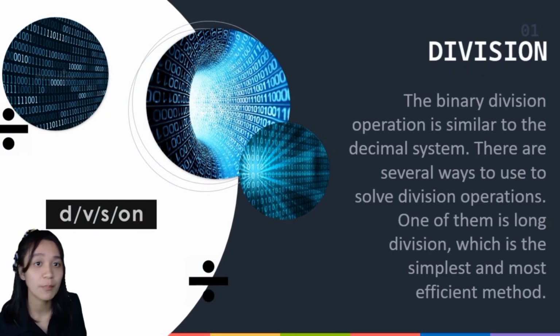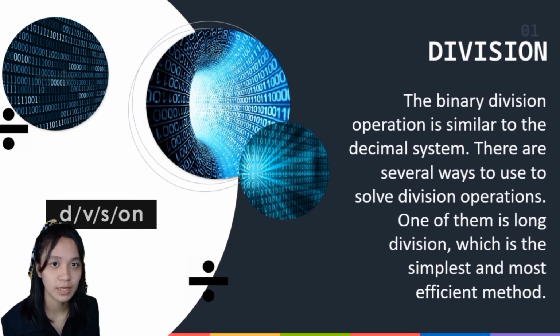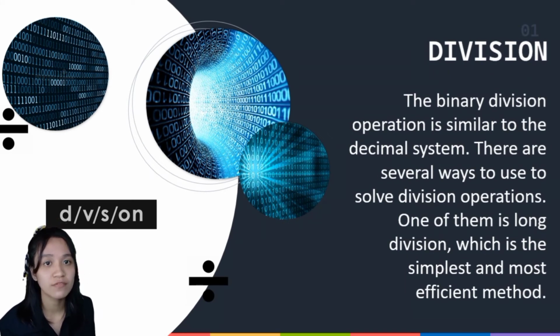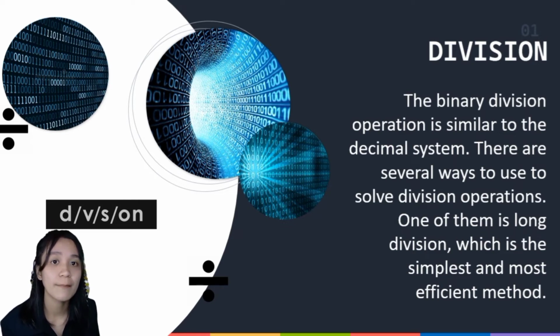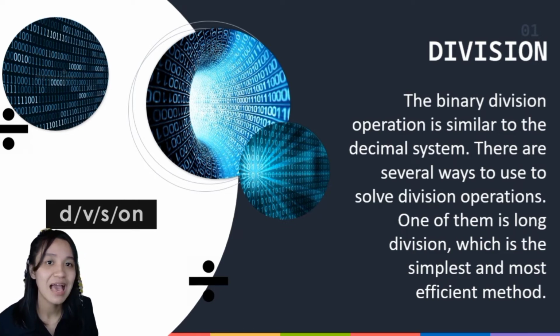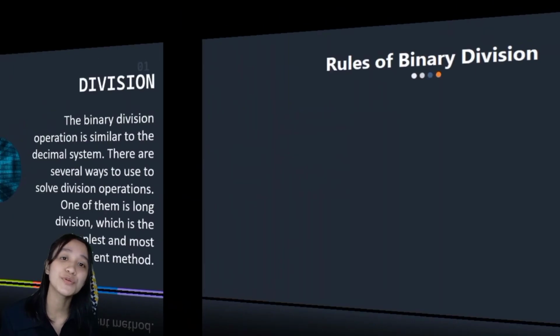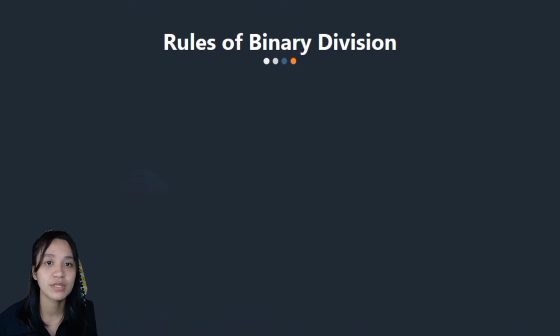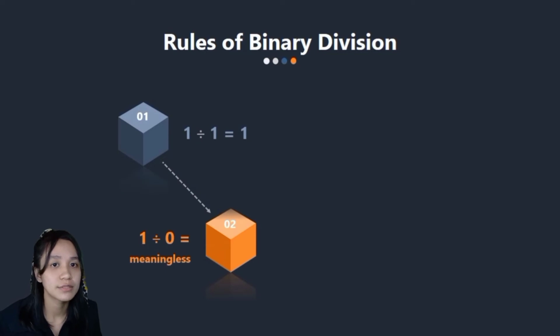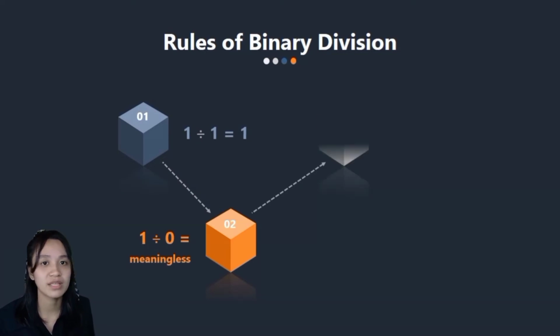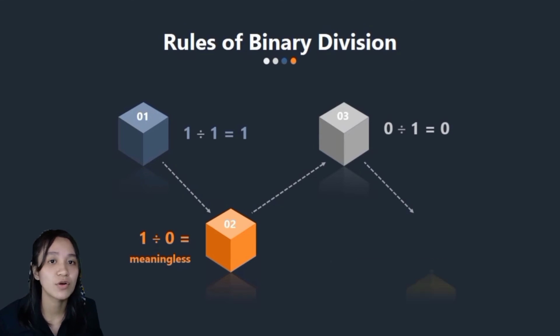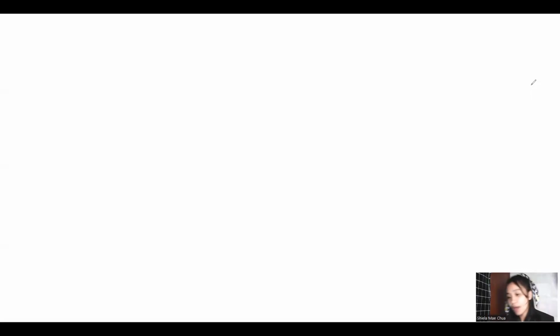The binary division operation is similar to the decimal system. There are several ways to solve division operations. One of them is long division, which is the simplest and most efficient method. We also have rules in binary division. The first one is 1 divided by 1 is equal to 1. 1 divided by 0 is meaningless, and 0 divided by 1 is equal to 0, and 0 divided by 0 is also meaningless. Now I will give you some examples for you to easily understand what binary division is and how to perform binary division on whole binary numbers and fractional binary numbers.